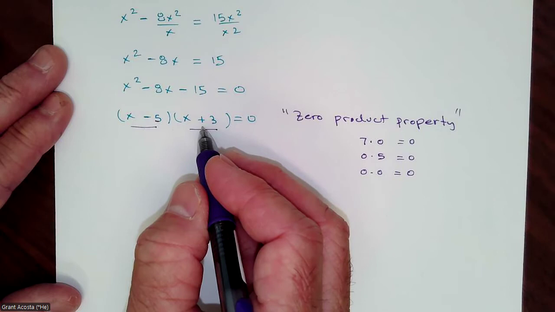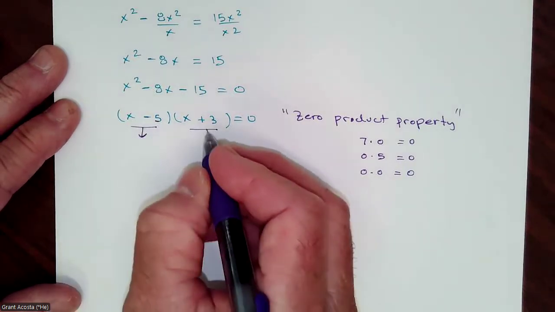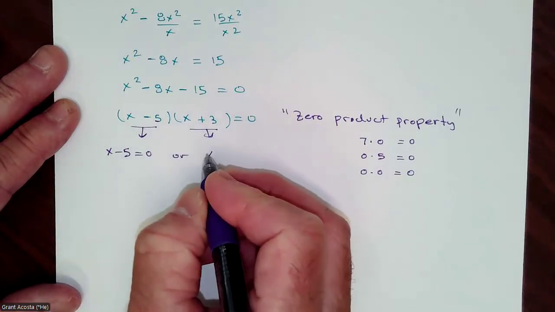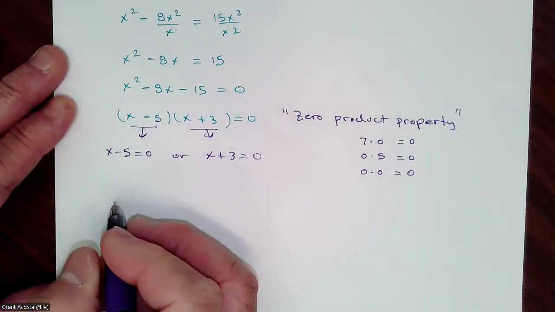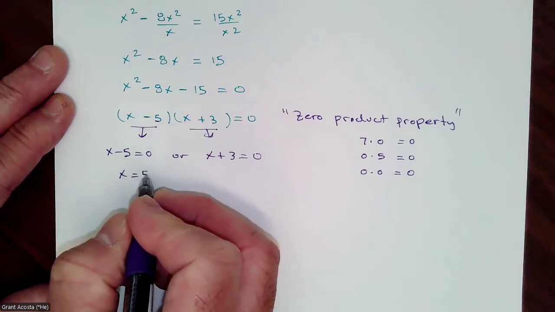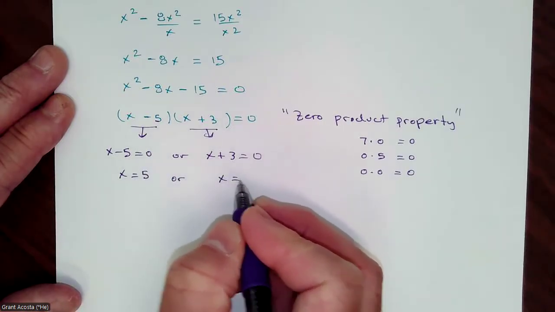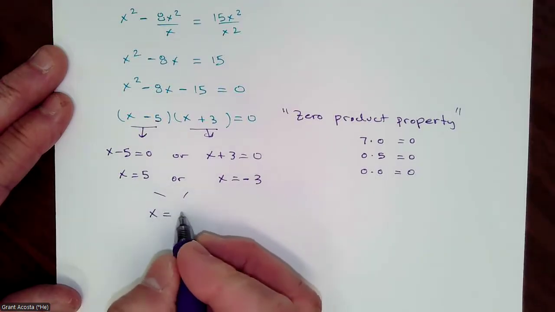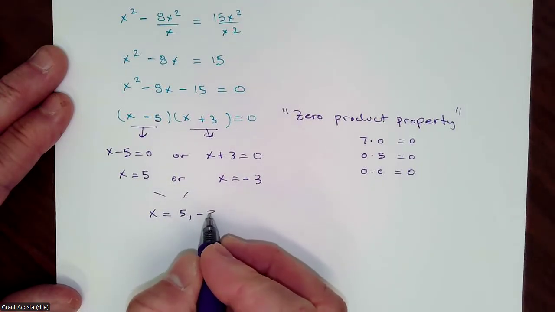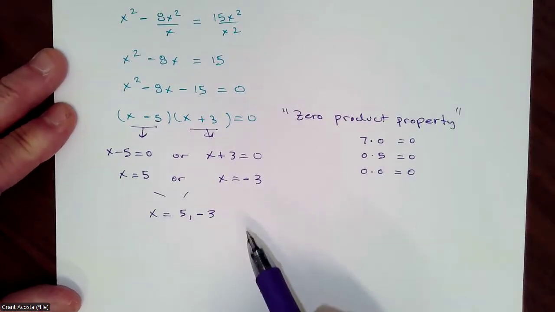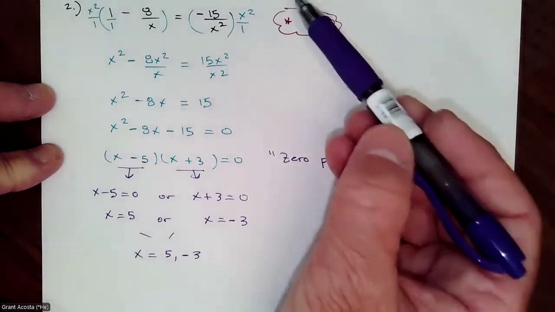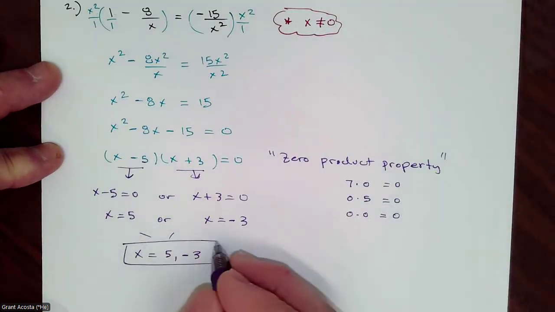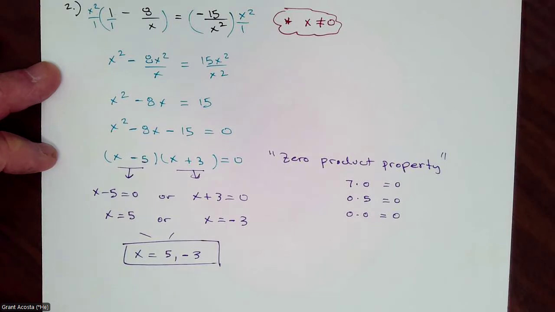And so what we do is we say, okay, this means either x minus 5 is equal to 0 or x plus 3 is equal to 0. In other words, x equals 5 or x equals negative 3. And it's fine to just condense this down to say x is equal to 5 comma negative 3. And then we just double check, is that an allowable answer? Well, neither of those answers was 0. So those would be our two answers.